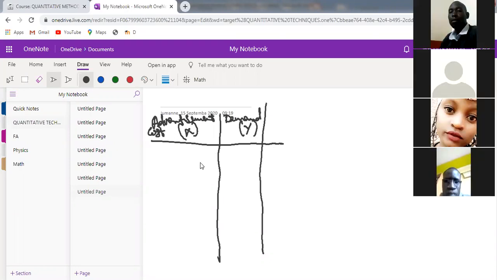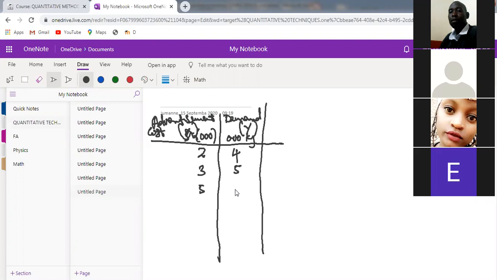If we advertise, let us say this one is in 1,000 shillings, and the demand is also in 1,000 kgs. So if we advertise using 2,000, the demand becomes maybe 4,000 that are going to be bought. If we advertise using 3, the demand goes to 5. If we advertise using maybe 5,000, this one goes to 7. And if you advertise using 8, this one goes to 9,000 kg.